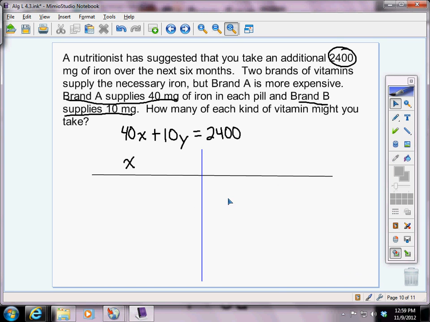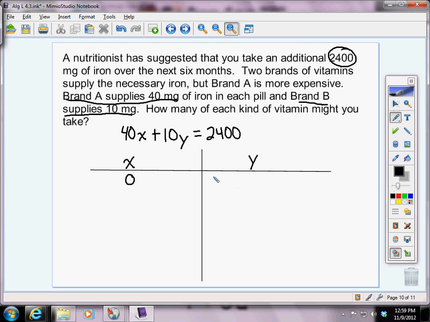So we're going to have X's and we're going to have our Y's. Just like always, let's use intercepts to graph. I'm going to put 0 in for X. This becomes 40 times 0 plus 10Y equals 2,400. Now that cancels out, and I'm left with just 10y equals 2,400, so I'll divide both sides by 10 and get y equals 240. So the one intercept we have is the point 0, 240.